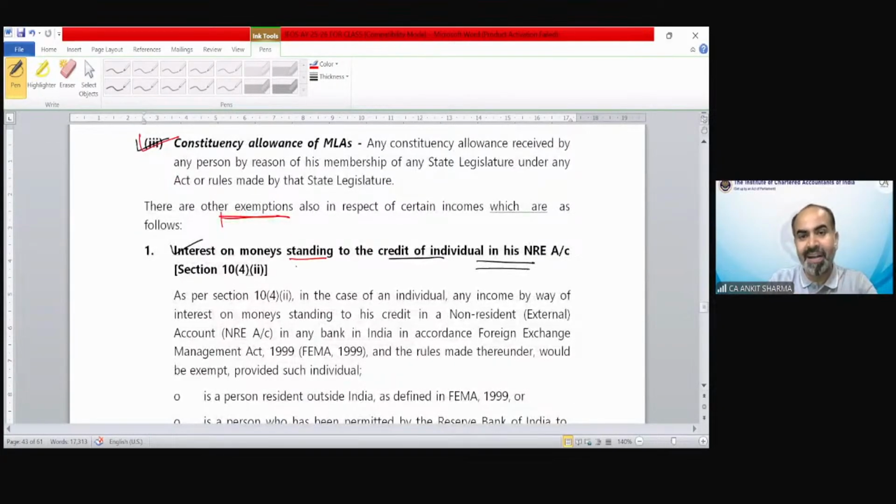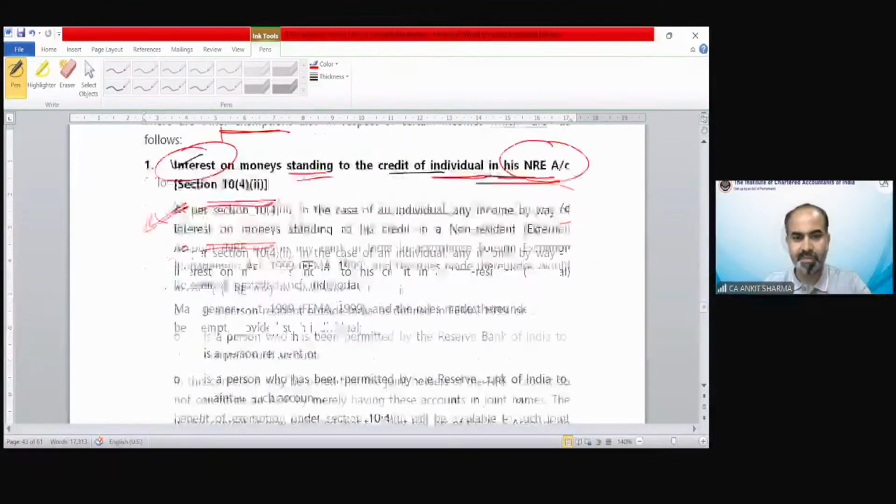Interest on money standing to the credit of an individual in his NRE account. If there is a non-resident who operates an NRE account in India, and if any interest is received by him, then that interest is exempt from tax. Whatever we receive under our savings bank account or FDR is taxable under the Income Tax Act. But if a non-resident opens an NRE account in India, and interest is credited to his account, then that interest is going to be exempted under section 10(4)(ii). You can go through these provisions.